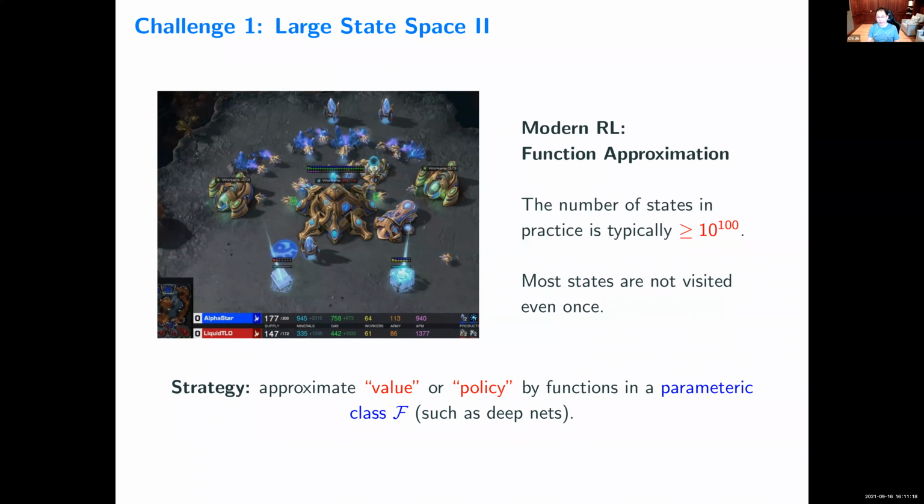And the current strategy to do that is so-called function approximation. By its name, we will approximate the value and the policy, which we'll introduce later, by functions in a parameter class F. So we will not study arbitrary functions, but given a parameter class, for example deep neural networks, which is what is typically done in current modern reinforcement learning systems. We will use these deep neural nets to approximate either value functions or policies. In this way, we learn reinforcement learning.